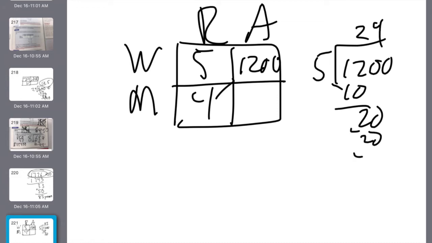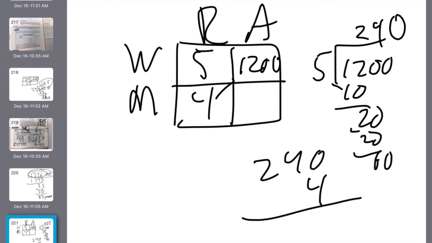5 goes in there. 2 is 10, 2 is 0, is 4, is 20, is 0, is 0, 0, 240. And then I'm going to take that answer and I'm going to multiply it by the 4. So what I'm doing is I'm reducing this down, guys, by dividing first.